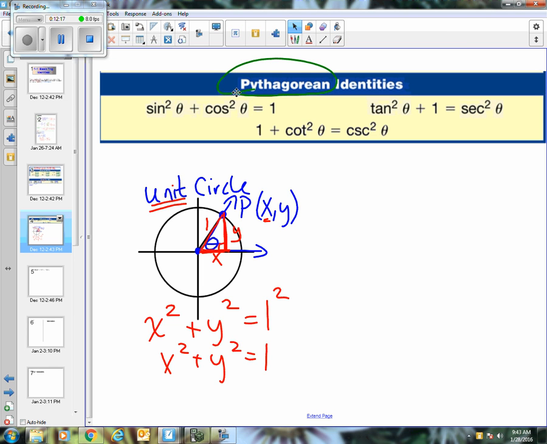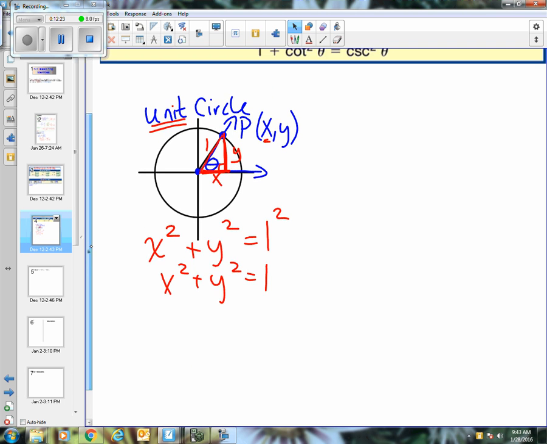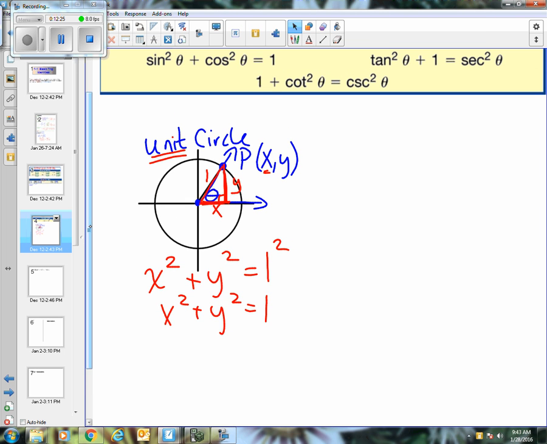Now, I know a lot of people memorize it, a squared plus b squared equals c squared. Well, what if it isn't labeled? Or what if it's not a, b, and c? So think of it as leg squared plus leg squared equals hypotenuse squared. A lot easier way to think of that.